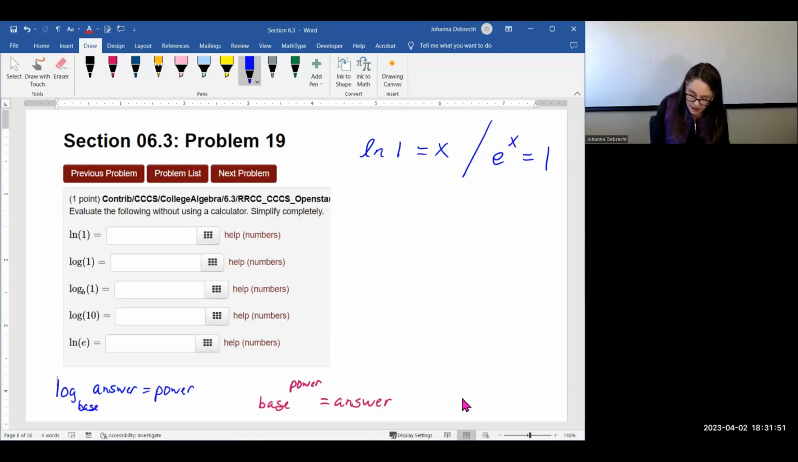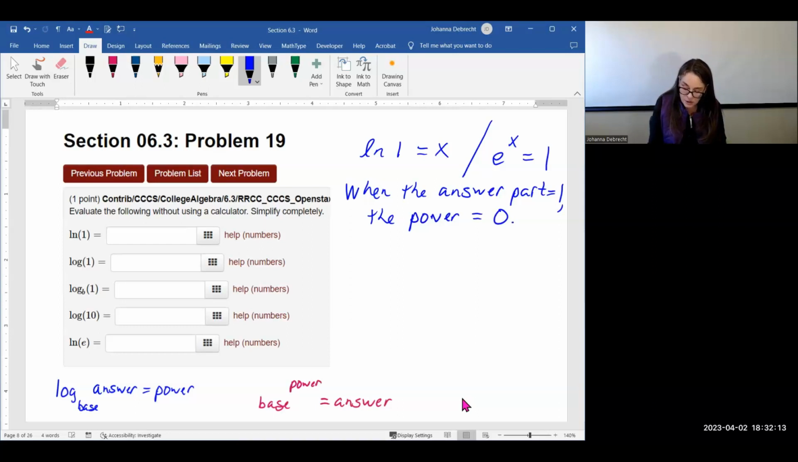So let me write that down. When the answer part equals 1, the power, the logarithm itself, equals 0, right? So this tells me that x equals 0. So the natural log of 1 is 0. What about the next one? It says log of 1, not ln, but log of 1.